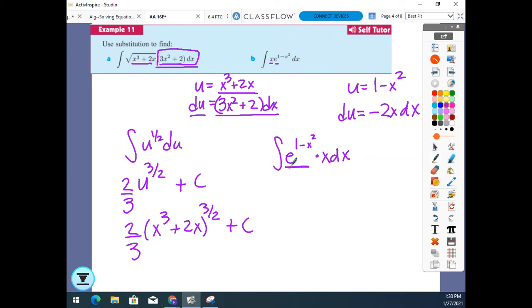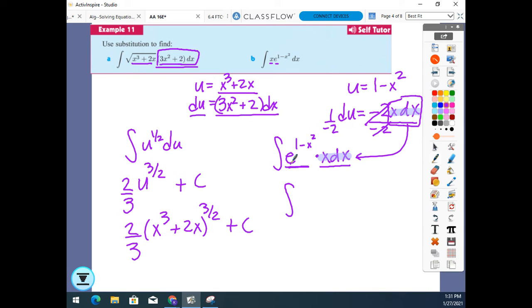This has to do with my u. Does this totally match over here? See how I have x dx here? Anything extra over here, we will divide by. So I'm going to divide both sides by -2 because I want to get this to match this. That's our whole goal. You find your u, you take the derivative and manipulate it until it matches this.